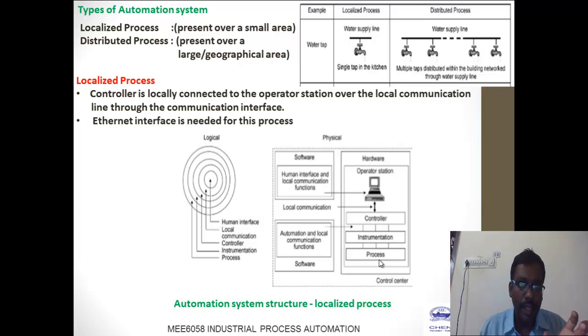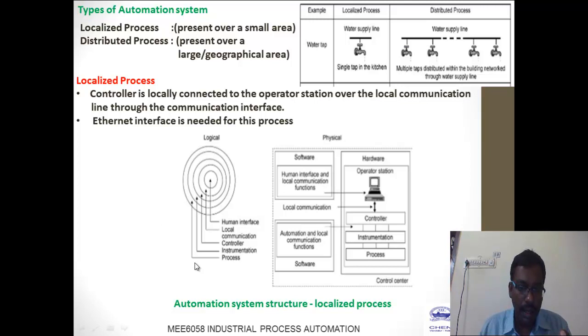So we have to monitor the limited sub-process with the help of the sensors and transfer data to controllers. From the controller, the data are transferred to operating systems. The operator having the rights to monitor and the rights to control the limited sub-process and the process of the system. Okay. So you can see the diagram.